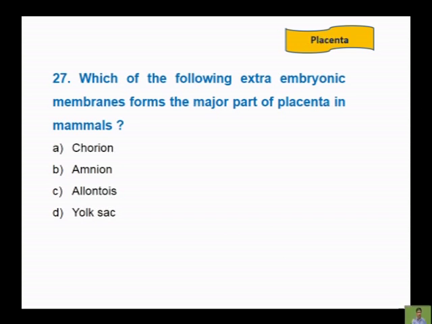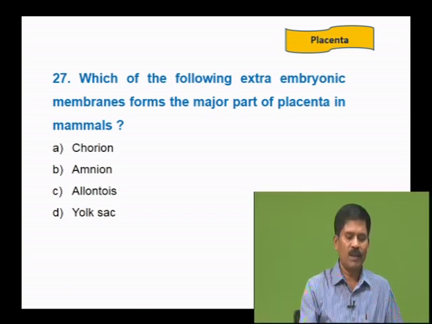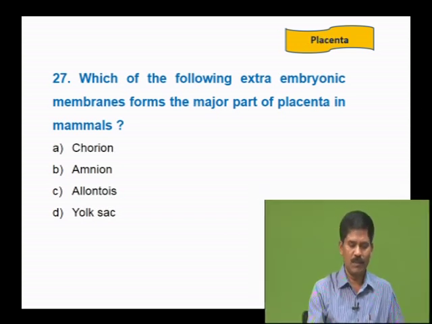Look at the next question. Which of the following extraembryonic membranes forms the major placenta in mammals? ಇಲ್ಲಿ major part is chorion. Just now I have explained. So this is the right option.